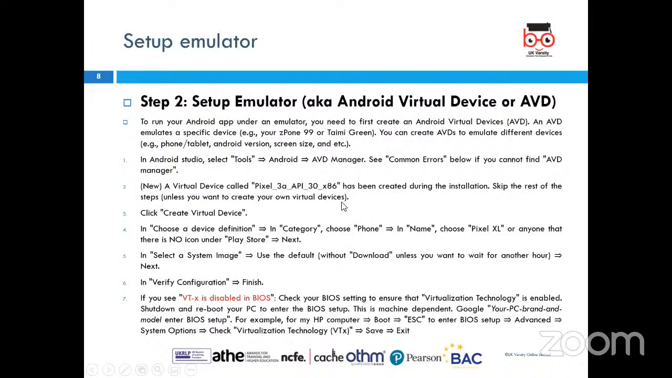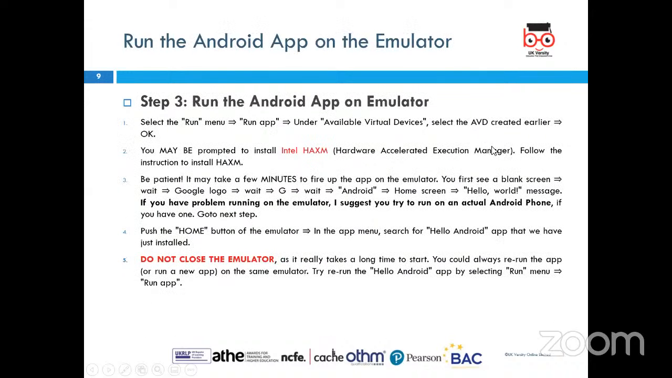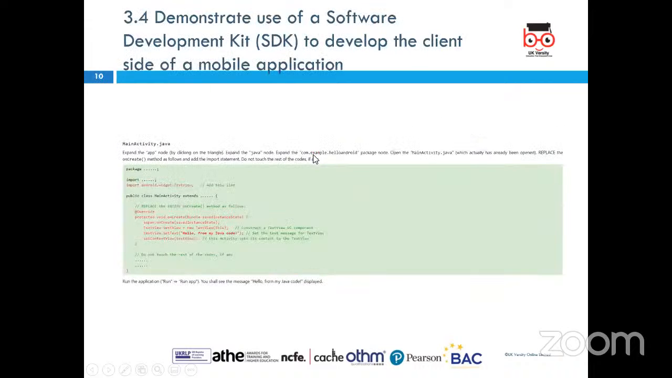Also, we have to set up an emulator, which will allow us to view and have this Android virtual machine on our application, on our desktop. The following steps are then to run the Android app on the emulator. So these are the various stages that have to be done in order for us to run it.